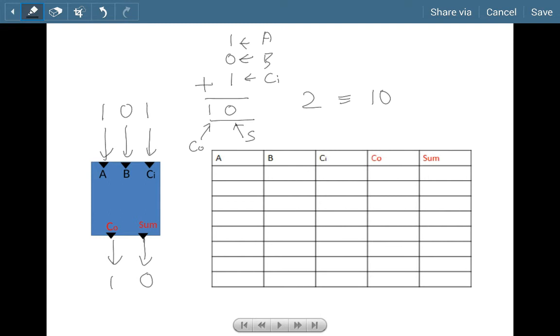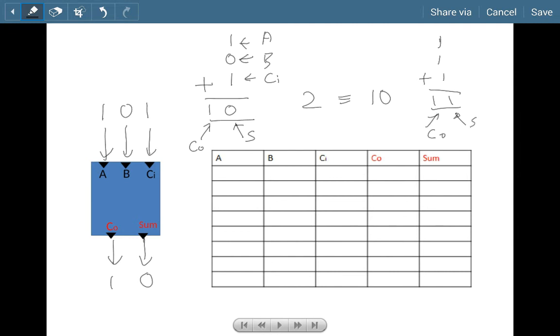Okay, let's take another scenario. Let's say 1 plus 1 plus 1. Let's add them together. What do we expect the answer to be? Of course, it's 3. And how do you represent 3 in binary? It's 1, 1. So let's call this the sum, and this the carry out.